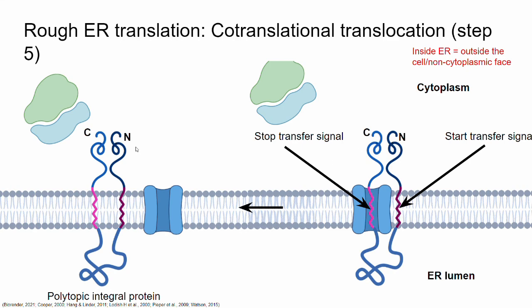So the result is a polytopic integral protein. It penetrates twice. And again, inside the ER is outside. So if this is a protein that is made for the cell membrane, then this would face the outside, and this faces the inside of the cell, or the cytoplasm. If this is made for the membrane of the mitochondria, then this will face the inner side of the mitochondria, and this will face the cytoplasm, or the outer side of one of the membranes of the mitochondria.